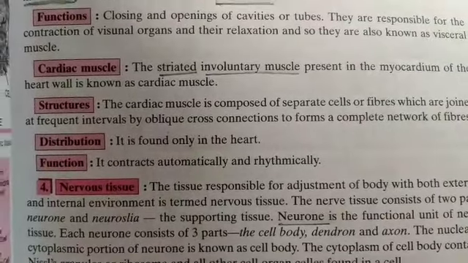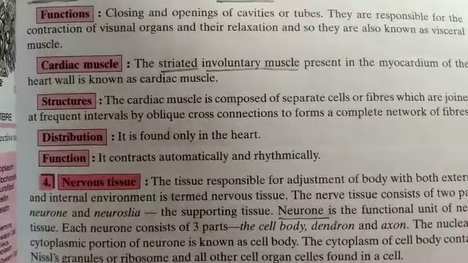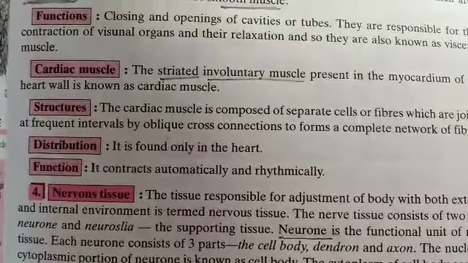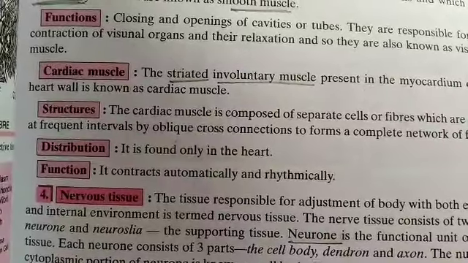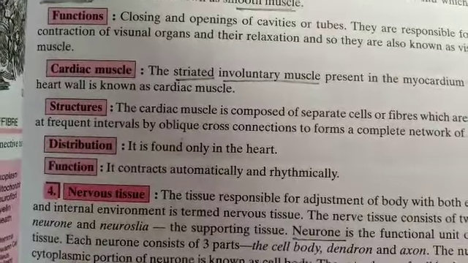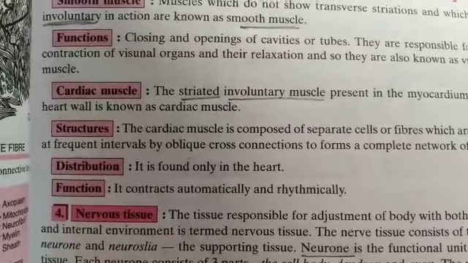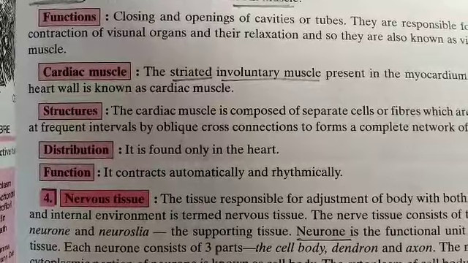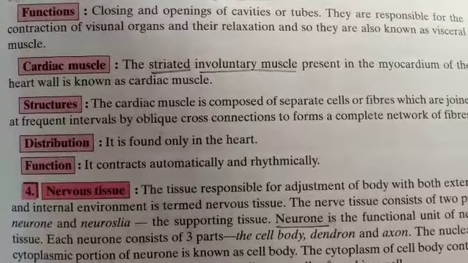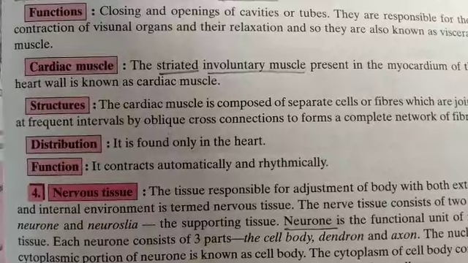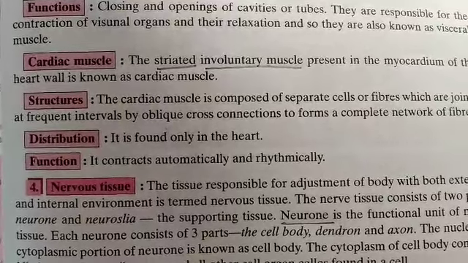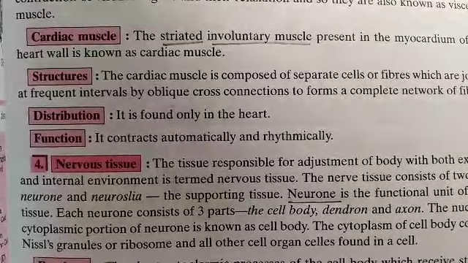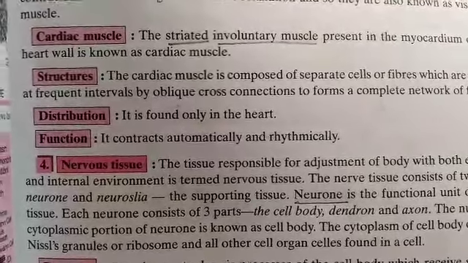Now see cardiac muscle. Cardiac means related to heart. So these muscles are present in heart. They are striated but involuntary muscles. We know striated muscles are voluntary and unstriated muscles are involuntary. But cardiac muscles are striated but involuntary muscles. They are present in the myocardium of the heart wall, known as cardiac muscles. Distribution: it is found in heart. Function: it contracts automatically and rhythmically.